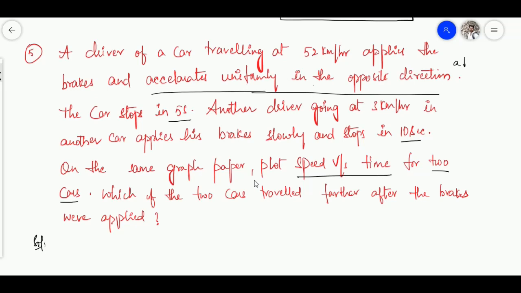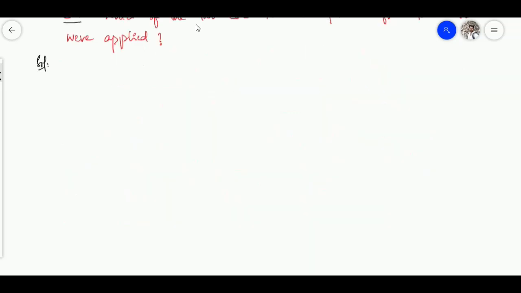After applying the brakes, the car has traveled some distance for some time, right? We have to calculate that distance. Let's start with the graph. So data here, car 1 and car 2. Initially it is moving with the speed of 52 km per hour. Obviously it stops, right? The final velocity will be 0, and the time it has taken to stop is given as 5 seconds.